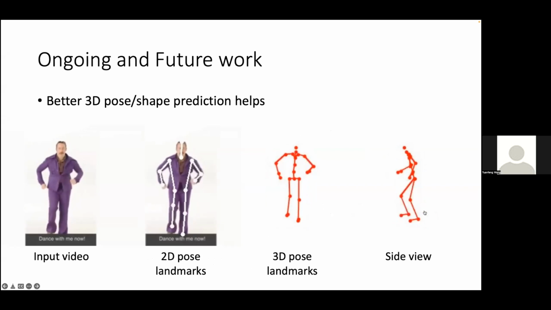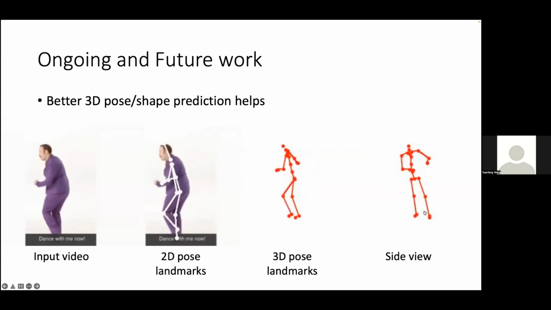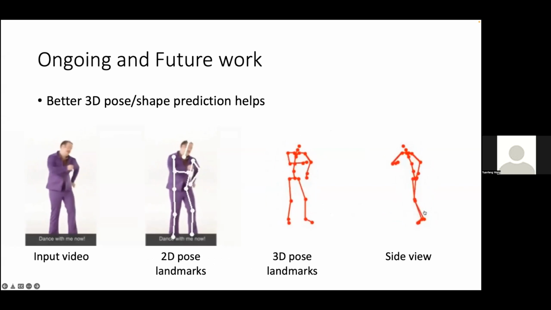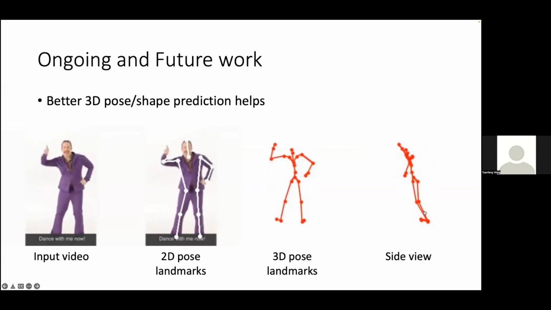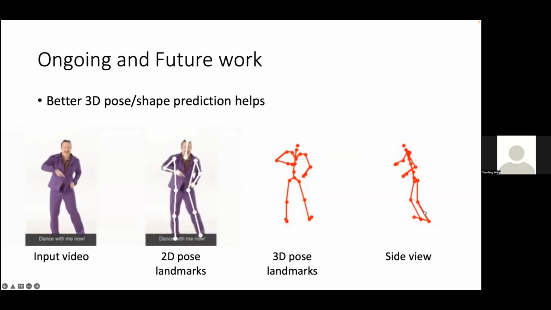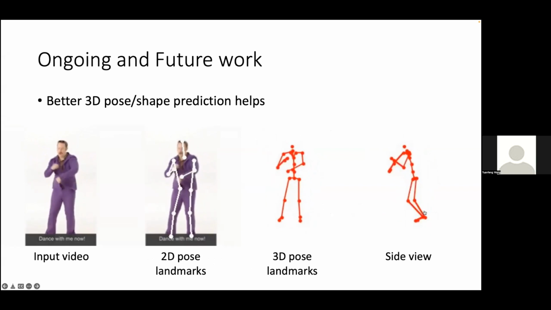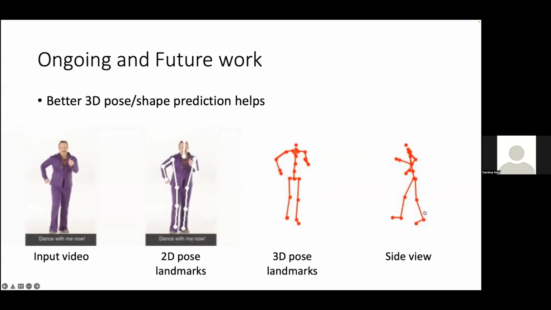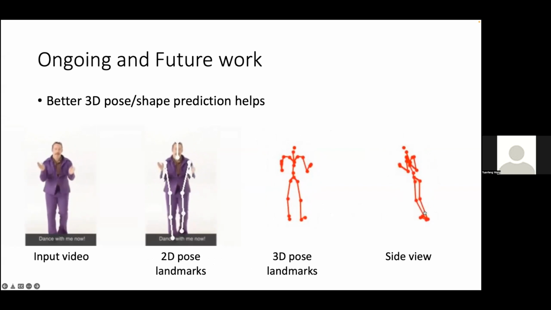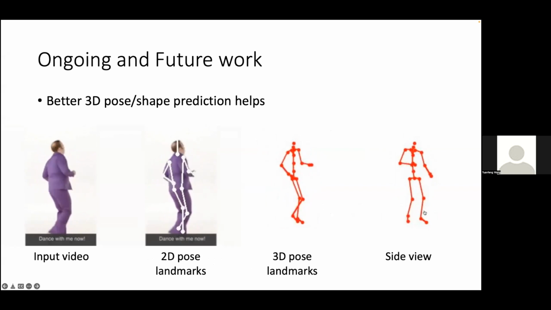Just trying to say that the 3D pose information is quite important for you to address the 3D ambiguity, for example the 3D rotation. So that is also something we're investigating for now. So that's basically my talk.